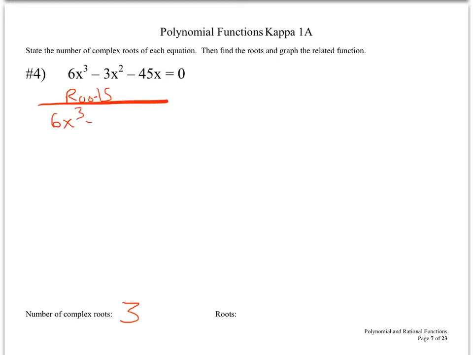So we take our function, in this case it's a trinomial, and we try to factor this. First step in factoring, greatest common factor. GCF in this problem is a 3x, leaving us with 2x squared minus x minus 15.